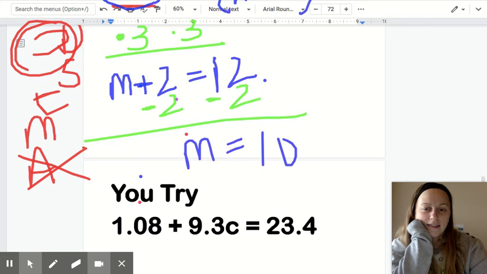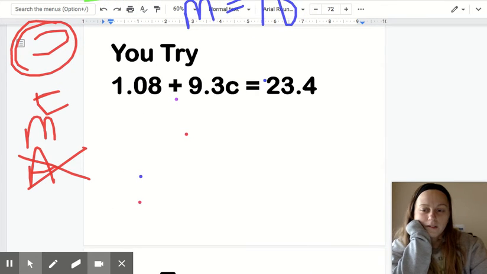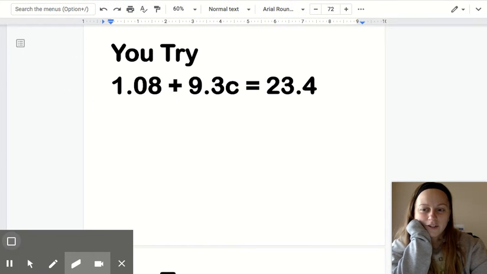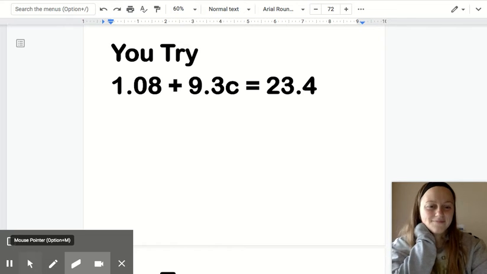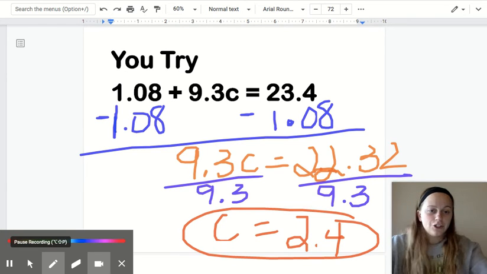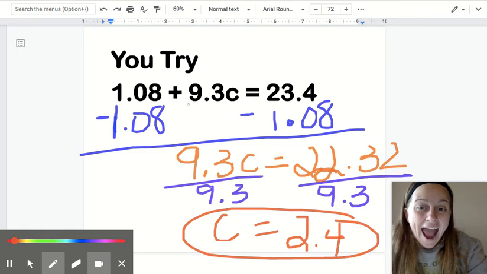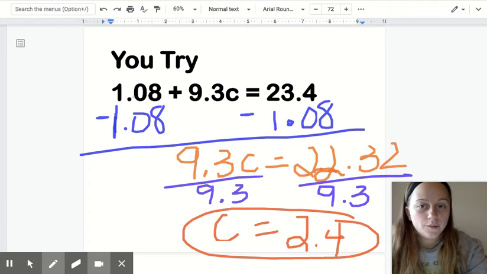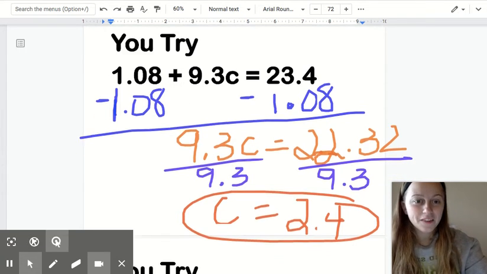So you try this one. Got some harder numbers there. Go ahead and try this in your notes. All right, here's the correct answer. All right, how'd you do? We are adding that 1.08, so we need to get rid of that first by subtracting it, and then we divide by the 9.3.